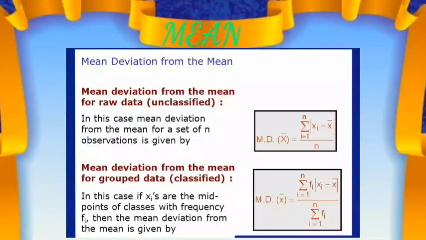First, let us see mean deviation from the mean. Let there be n observations x1, x2, x3 and it goes on till xn having their mean x bar. The mean deviation from the mean x bar equals summation i equal to 1 to n of modulus of xi minus x bar divided by n, where modulus of xi minus x bar is the absolute value of the deviation of xi from x bar. If the distribution is a grouped one, then the frequency is given, and mean deviation about mean equals summation i equal to 1 to n of fi modulus of xi minus x bar divided by summation i equal to 1 to n of fi.